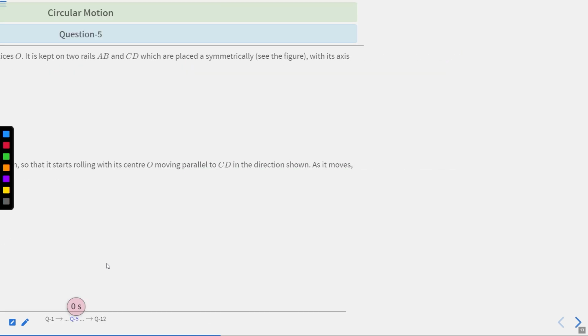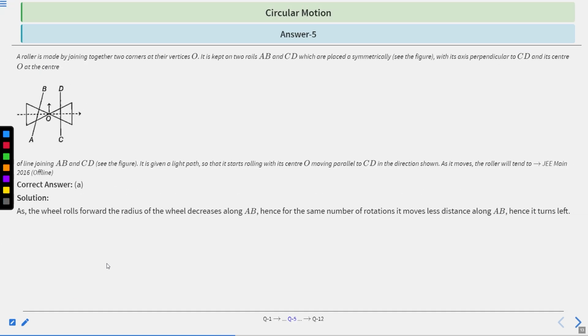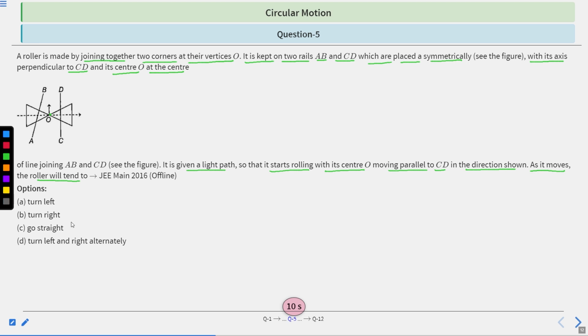Let's find the solution. As the wheel rolls forward, the radius of the wheel decreases along AB. Hence, for the same number of rotations, it moves less distance along AB, hence it turns left. So the correct answer is A, turn left.